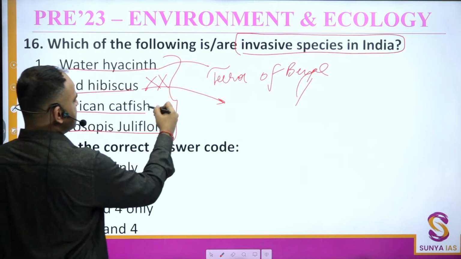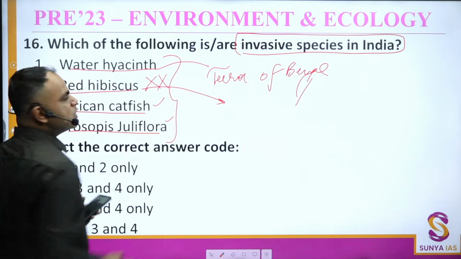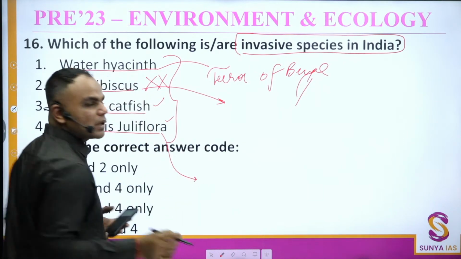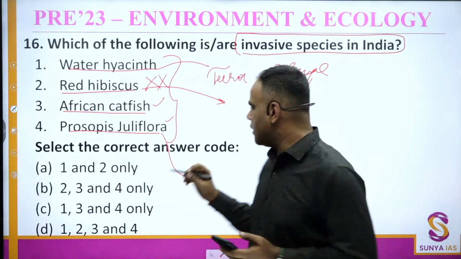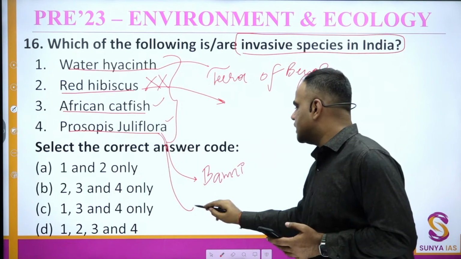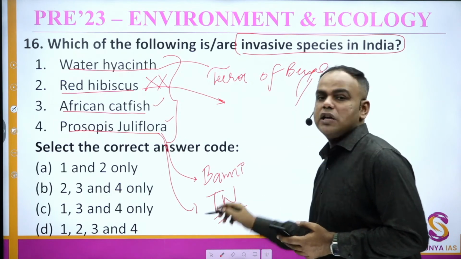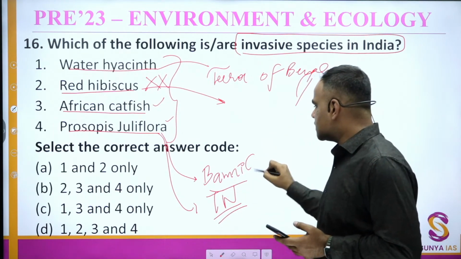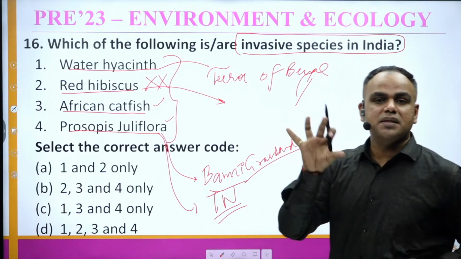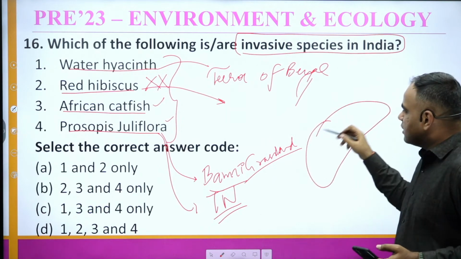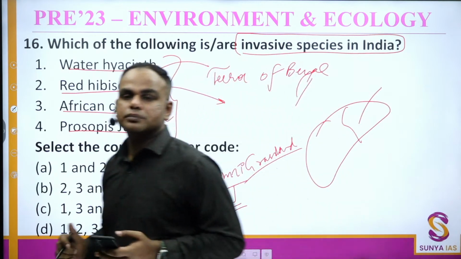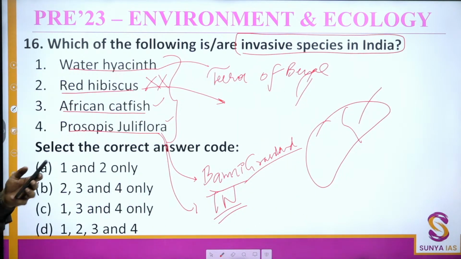African catfish, yes, this is an invasive species, and so is Prosopis juliflora. Okay, Prosopis juliflora has been also in the news. Why? Because of Banni grasslands. In Banni grasslands, and not just Banni grasslands, also in Tamil Nadu, this had become a lot of nuisance. By the way, Banni grasslands in Gujarat has been infested by more than 30%. So imagine, around 30% of the total area is now Prosopis juliflora.